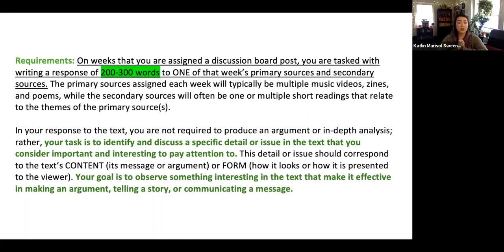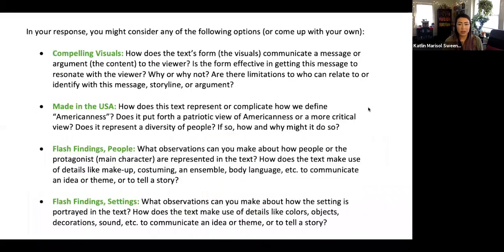Your goal is to observe something interesting in the text that makes it effective in making an argument, telling a story, or communicating a message. So why does this thing do the thing that it does? And how does that thing that's doing what it does help us to make meaning of the text? Okay. All right, so basically, why is it cool? Why is it helpful? Or the opposite, why is it maybe obstructing information from being clear to the viewer, and so on and so forth.